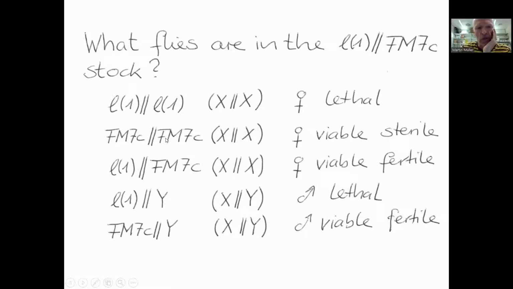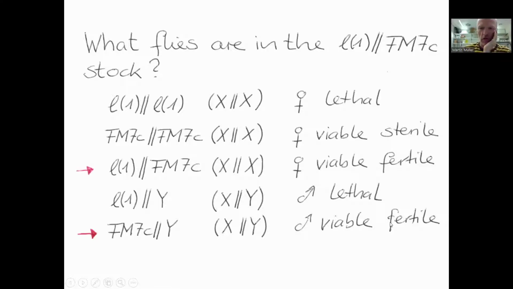So FM7 over FM7, balancer over balancer, the X chromosomal balancer, is viable, but it is sterile. We will come back to that later. Why does this have to be the case? Is this not lethal but viable? And importantly, why is it sterile? Then we have the two remaining, lethal 1 over FM7 females and FM7 over Y males.